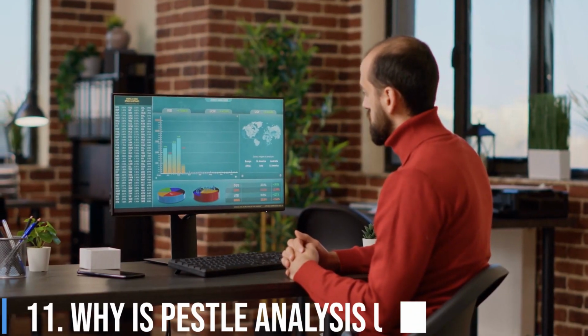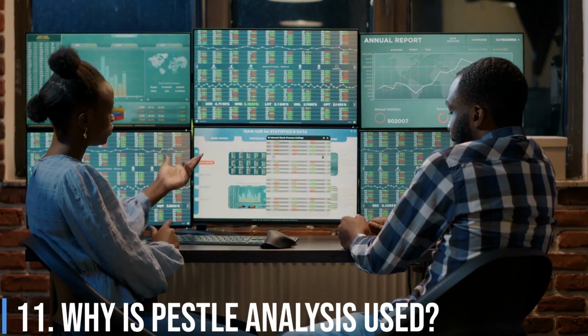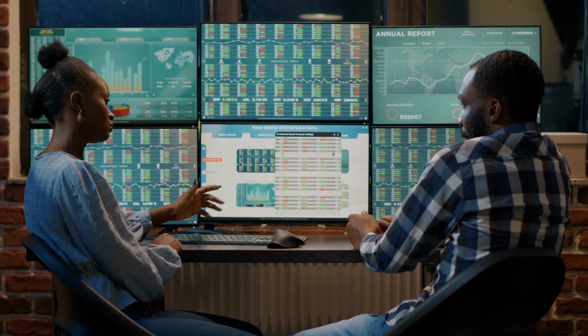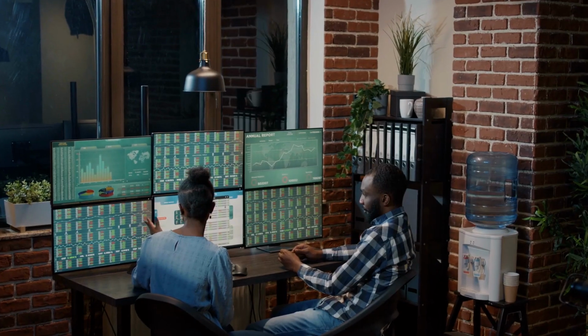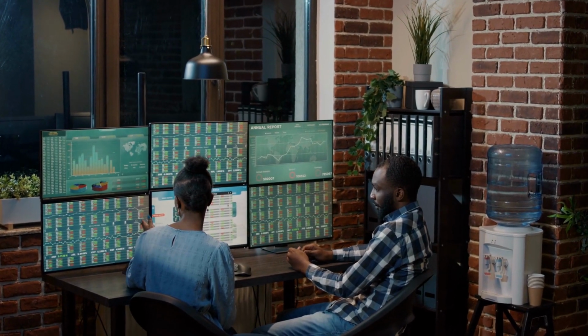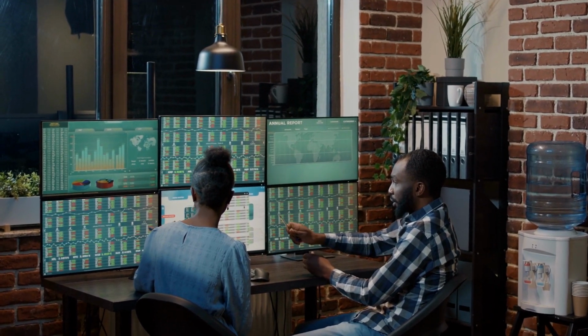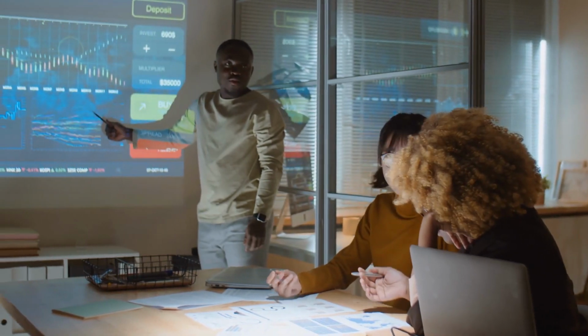Factors of PESTLE analysis. Each of the factors mentioned before, from political, economic, social, technological, legal to environmental, have an impact on an organization. Yet the significance of each of these factors may differ based on the different kinds of industries.